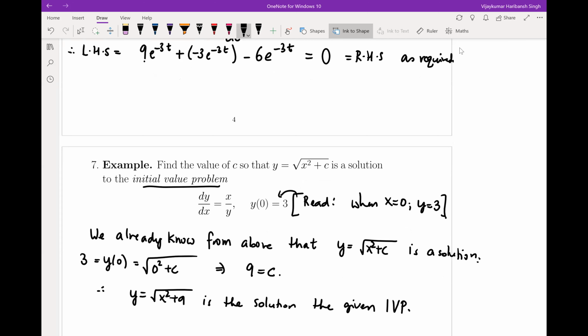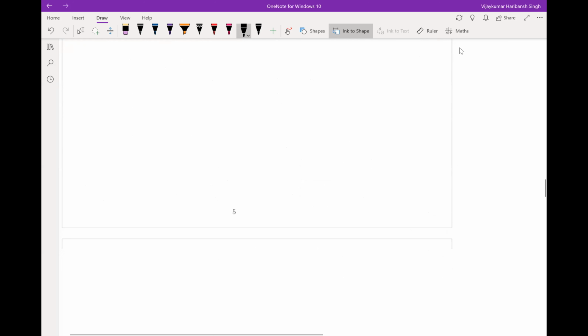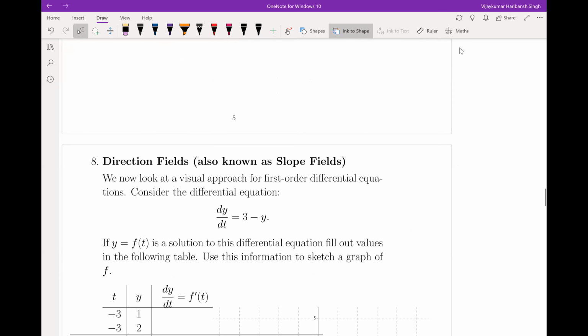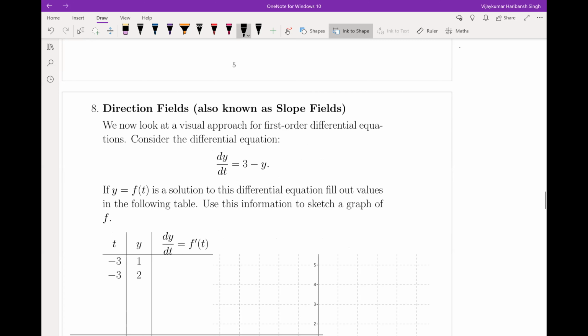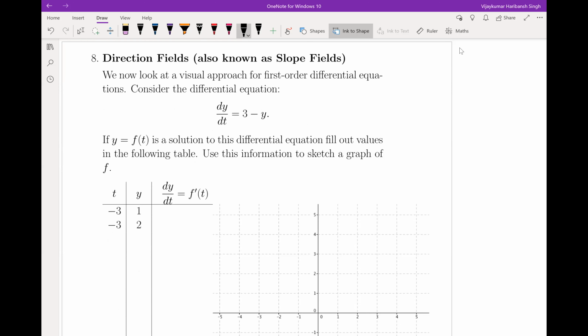Now, sometimes if you're given a differential equation, it's easier to visualize the solution rather than finding it. So we now look at a visual approach to first order differential equations. Consider dy by dt equals 3 minus y. If y equals f of t is a solution, fill out the values in the following table and use that information to sketch the graph of f. So how do we do that? We take t as minus 3 and y as 1. So find dy by dt at minus 3 and 1.